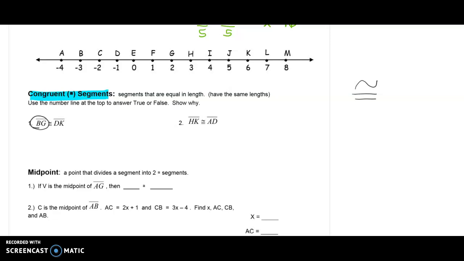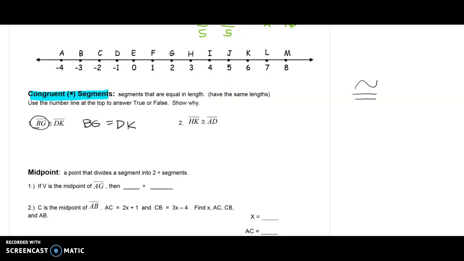notice that when we talk about congruent segments, we have the segment symbol there. When we talk about lengths of segments, we don't need that symbol, and lengths are equal, so we wouldn't use the segment symbol when we write things equal. So if we were saying BG is congruent to DK, we write it just like it's written there. But if I wanted to say that BG is equal to DK, then I'm talking about the lengths, so I wouldn't need the segment symbol.